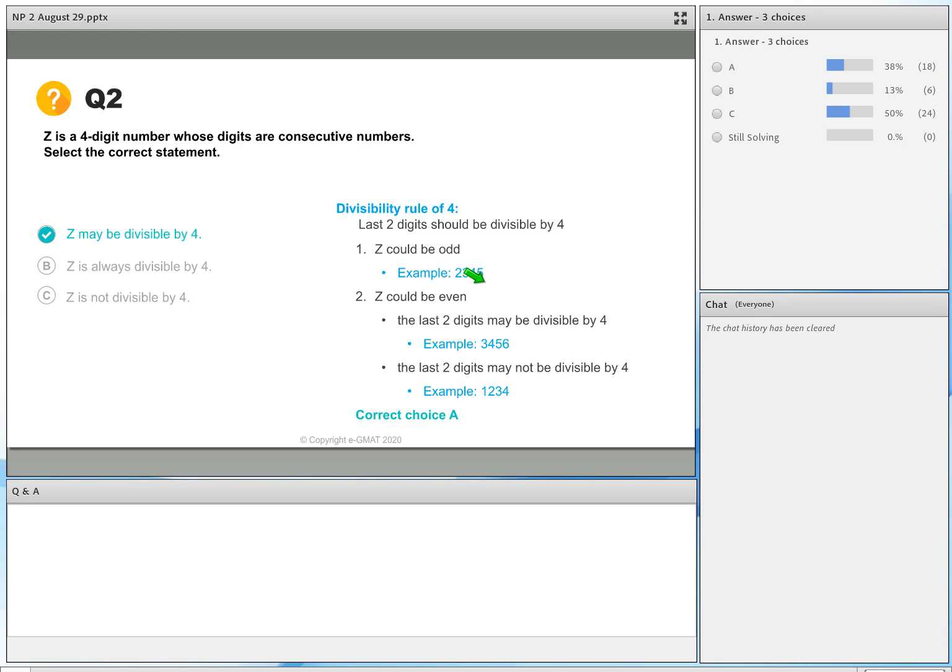Let me show you a yes case. 3, 4, 5, 6. Again, consecutive numbers. What are the last 2 digits? What's the number formed? It's 56, and 56 is divisible by 4. So this entire number is divisible by 4. But that's still a maybe, because 1, 2, 3, 4 is another even number, and 34 is not divisible by 4. So this number is not. So it is divisible in some cases. It is not divisible in some cases. A perfect case of maybe.